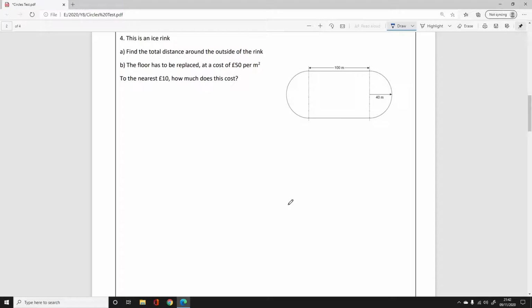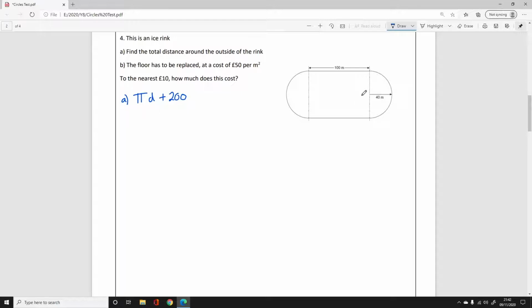Okay, ice rink. This is another perimeter question. We want to find the distance around the outside of the rink, and that consists of a semicircle here and a semicircle here that overall make up one circle. So we need to do pi d for the circumference there, plus the 200 meter top and bottom of the ice rink. So that's our calculation that we're going to need to do.